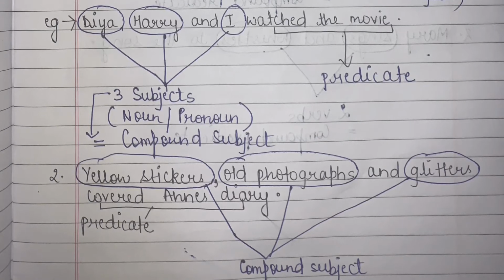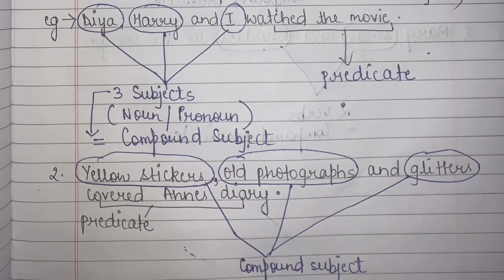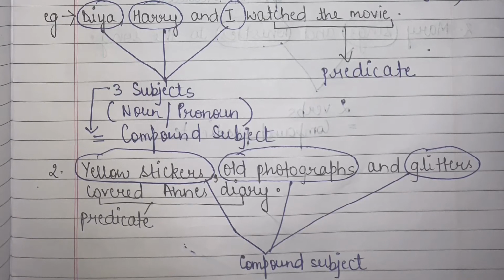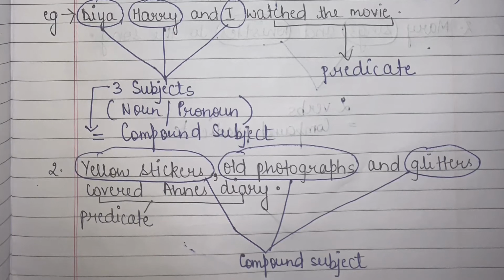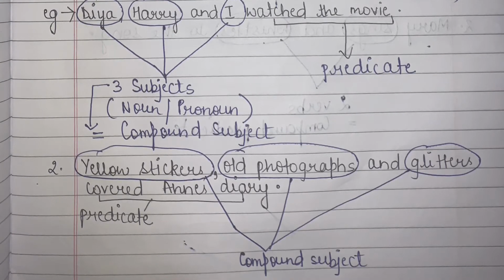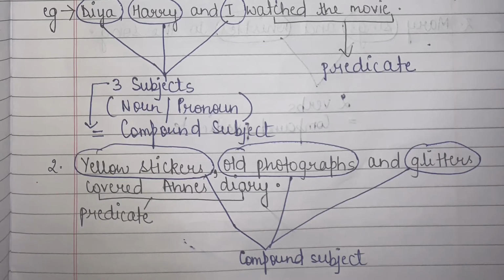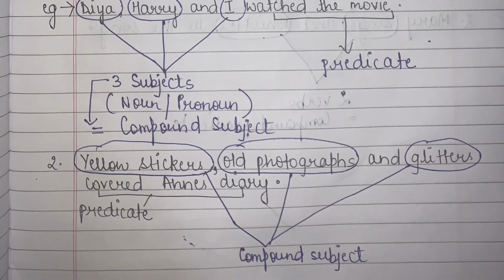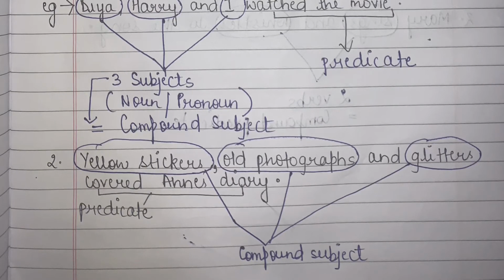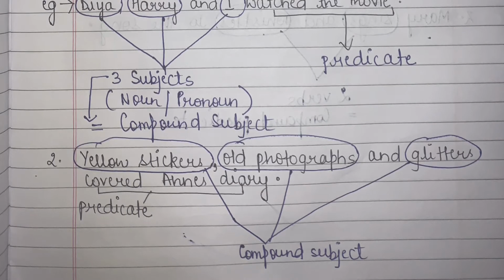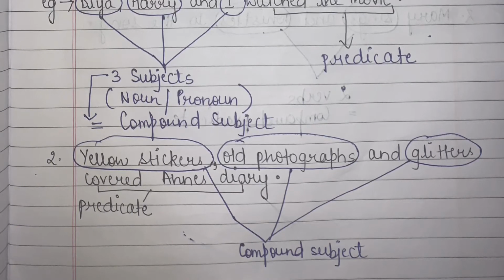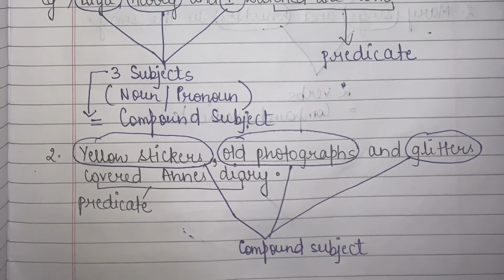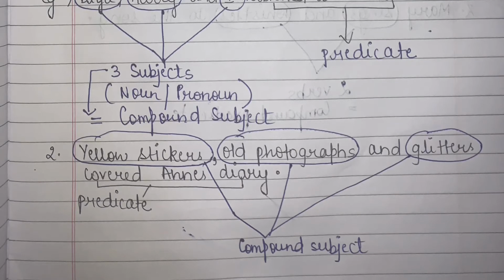Let's see another example. Yellow stickers, old photographs and glitters covered Annie's diary, full stop. Now students, we have to focus on the subject, right? We have to count the total number of subjects in the concerned sentence. So how many subjects do I have in this sentence? Yes, I have three subjects again. I have yellow stickers, old photographs and glitters.